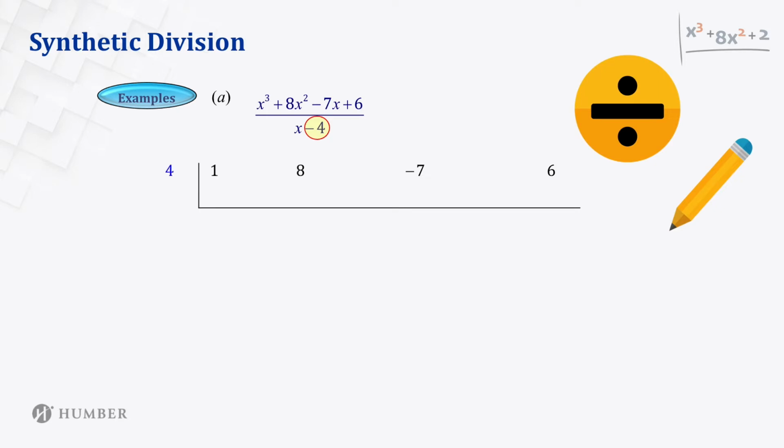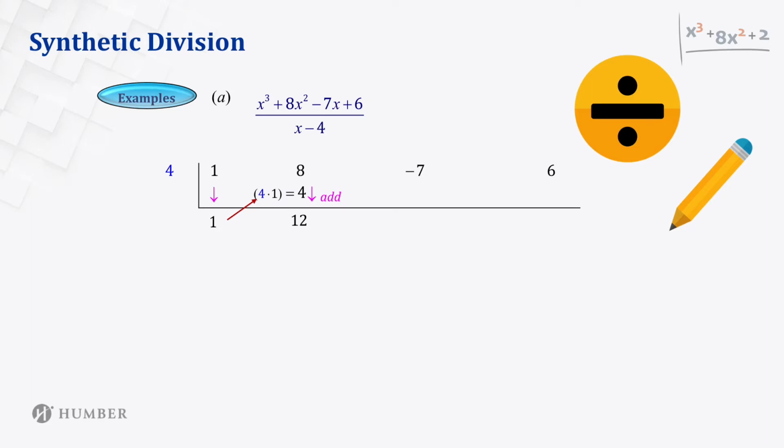Unlike long division, we use the addition method in synthetic division. So we use the opposite sign of the constant here. We start by bringing down the leading coefficient of 1. Then we multiply that 1 by c, so 1 times 4 to get 4, and place 4 in the next column. Then add 8 plus 4 to get the sum of 12.